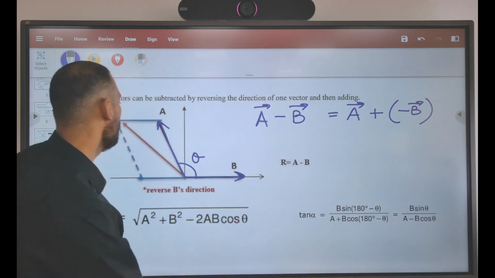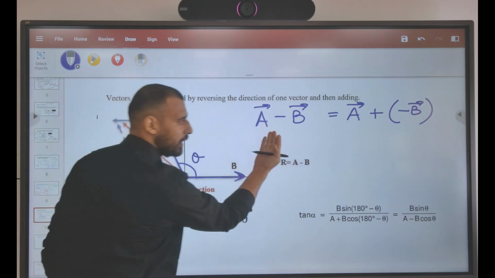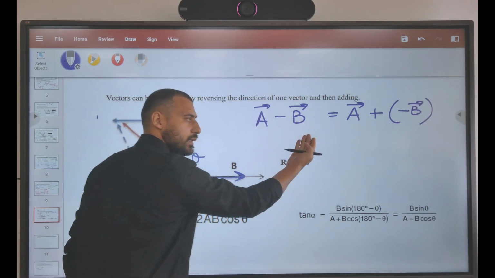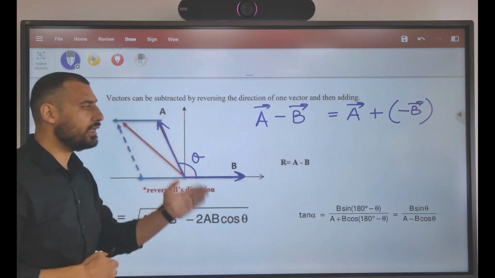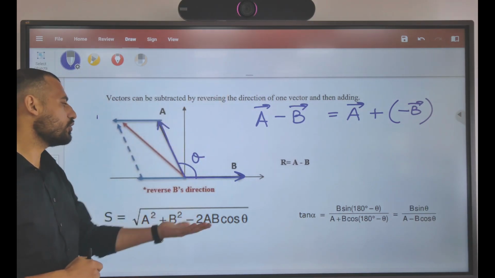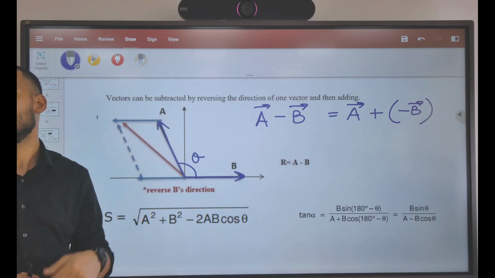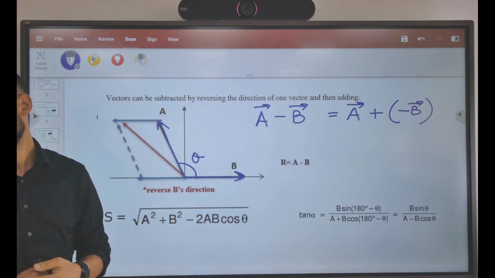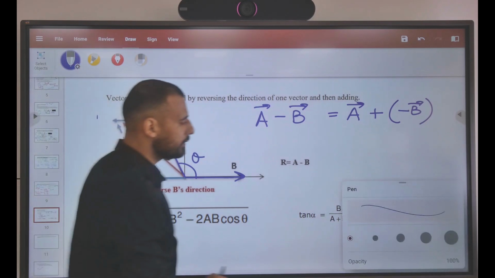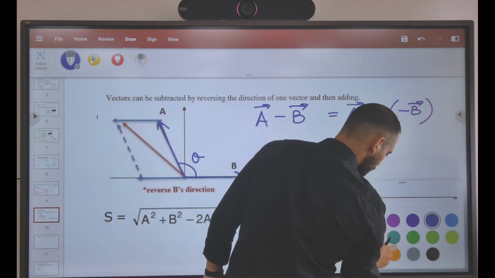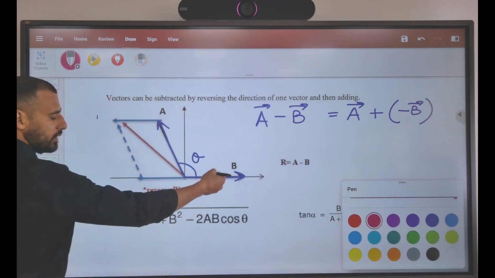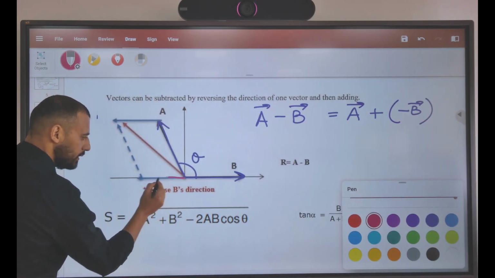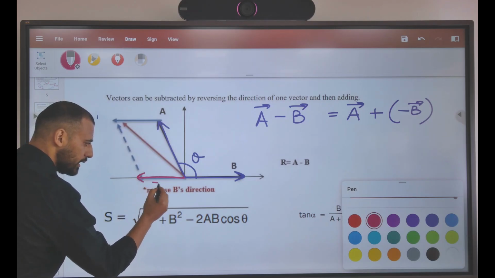So we have A, we have B. We have to find A minus B. So we will add to A the negative of B. So first of all, what we have to do? We have to draw the negative of B. Is that clear? So here, when you try to draw the negative of B, I'll go like this. This is negative of B.